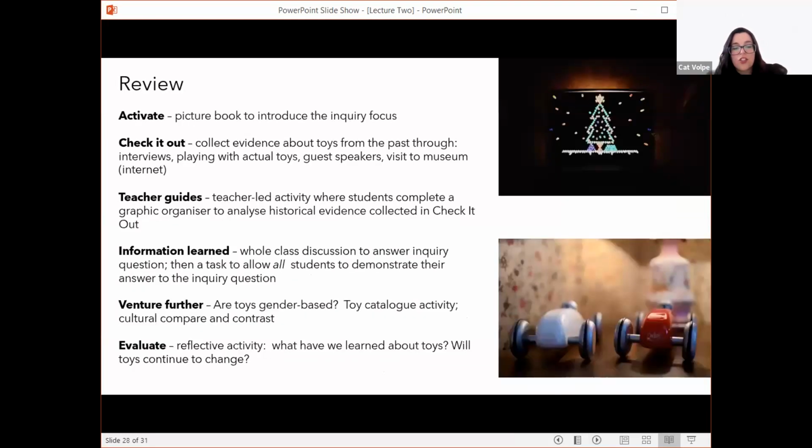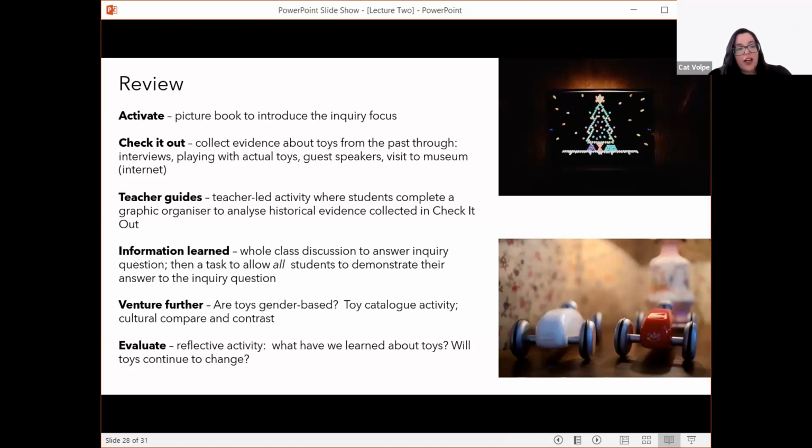So let's just review here. We have 6 stages. We have the activate stage, for example, using a picture book to introduce the inquiry focus. We have the check it out stage, where evidence and information is collected about the toys from the past. This could be through interviews, playing with the toys, guest speakers, visits to the museum, using the internet.